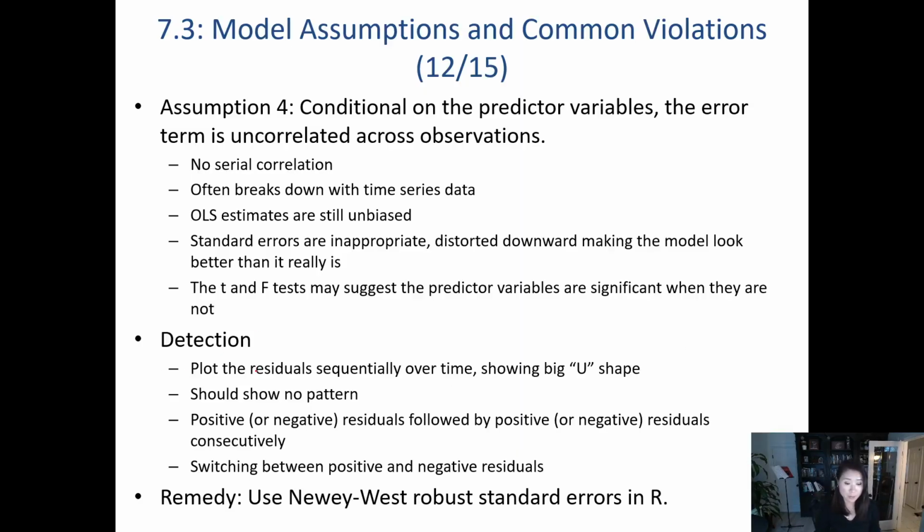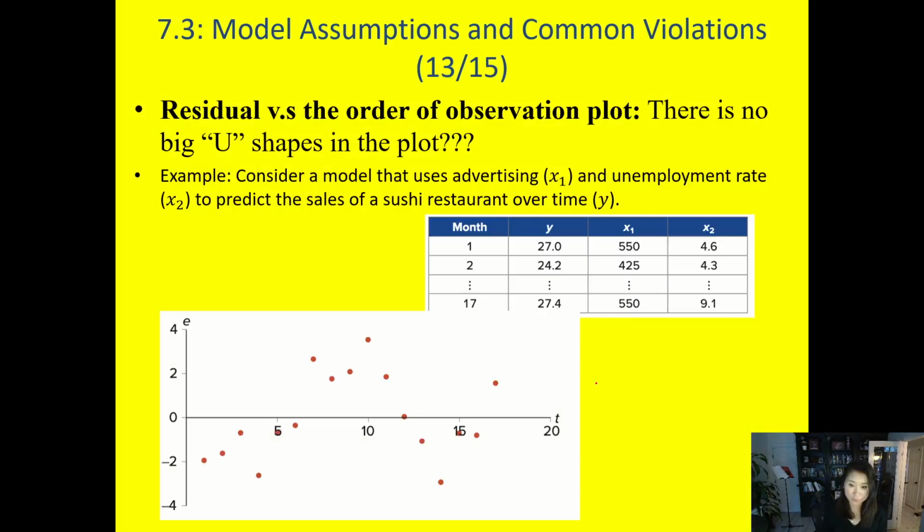Our main goal is to create what is called a residual versus order of observation plot, to see if we are able to see some kind of big U shape. If we don't see the big U shape, either upward or downward, that means this assumption is not violated. The remedy is to use the Newey-West robust standard error. It's available in R and Python. Again, in this class, we're not focusing on this. If you take applied econometrics, we can dive further into how to correct this violation. Here I'm showing you the example.